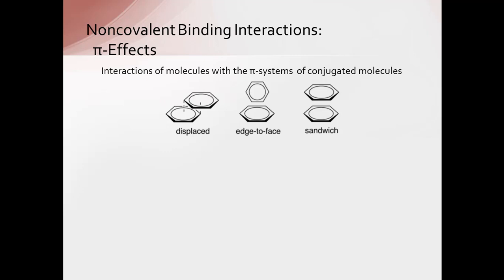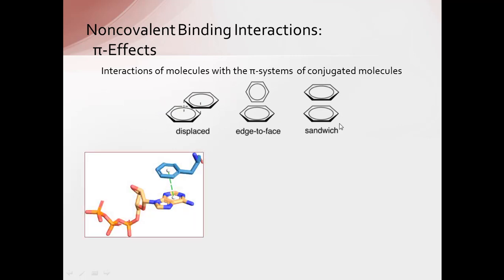And lastly, pi effects are extremely prevalent among drugs and their target proteins. These are just the attraction between the pi clouds of different aromatic systems. You can see there are different modes of binding, including the displaced, edge-to-face, and the sandwich modes. The sandwich one is the least prevalent because the pi clouds actually repel one another. So it's the displaced and the edge-to-face that are much more abundant.